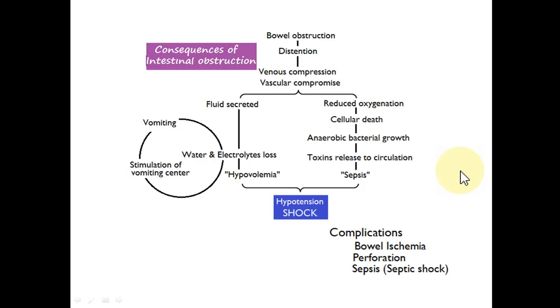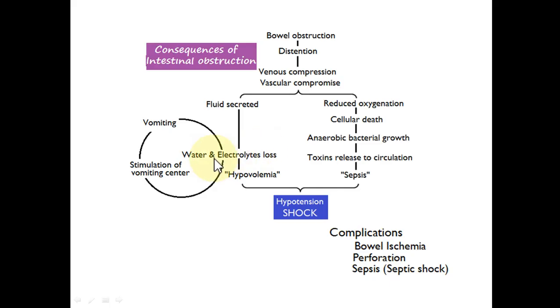Now, what happens when there is intestinal obstruction? It may be due to any cause, but once the intestine is obstructed, the part of the intestine above the point of obstruction will become distended. When it becomes distended, what will happen? It will compress the blood vessels in the wall of the intestine, and the venous compression will lead to the secretion of fluid from the blood into the lumen of the intestine, and this will cause a disturbance of the water and electrolyte balance.